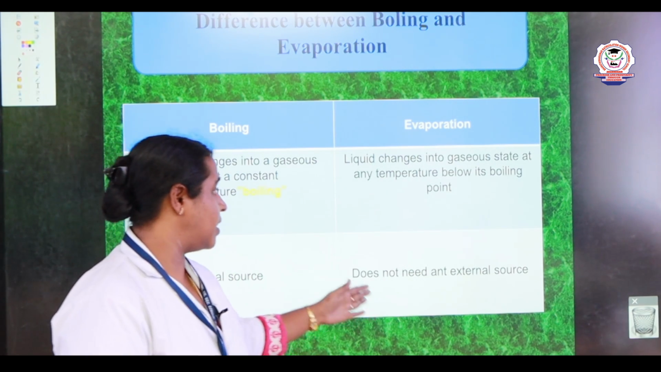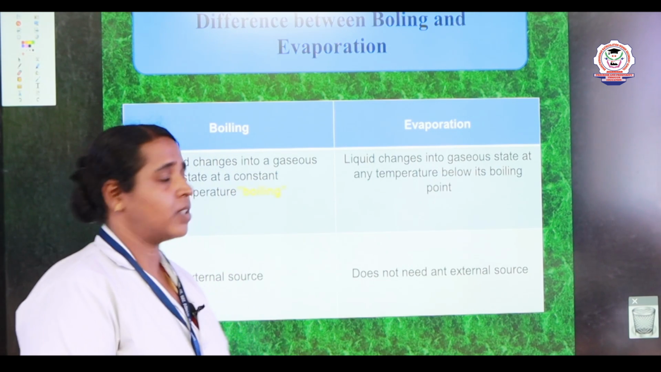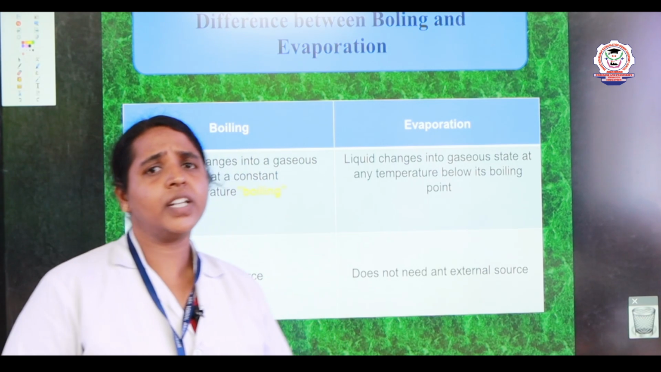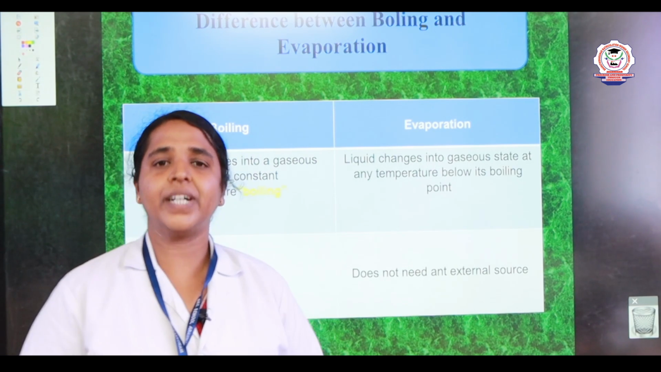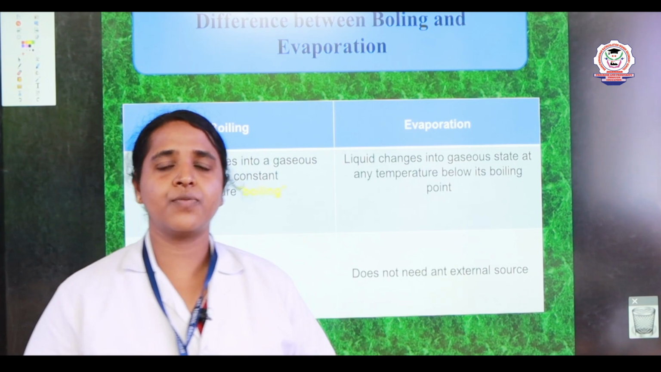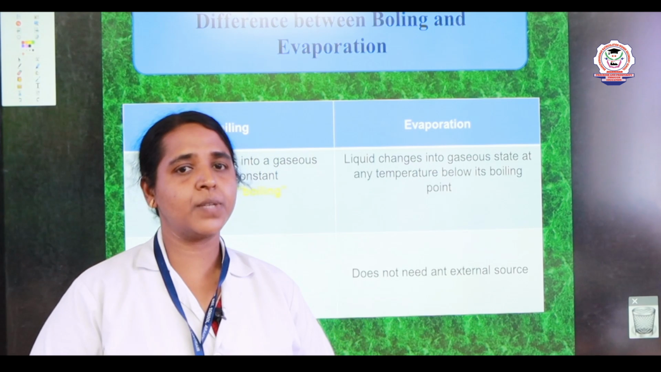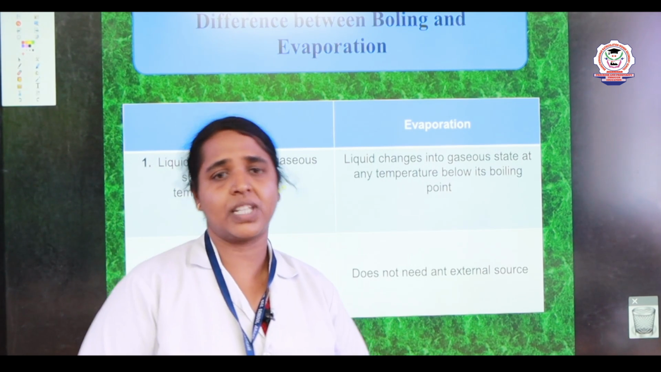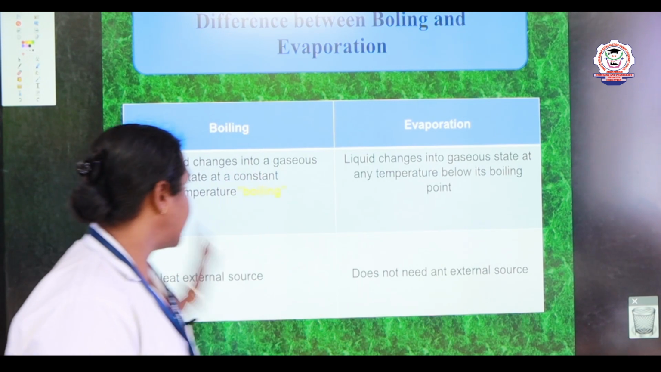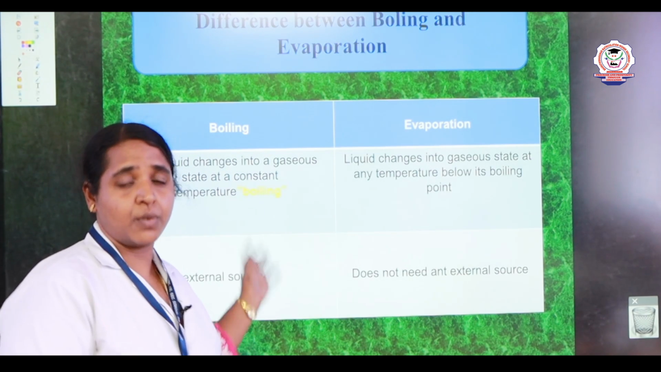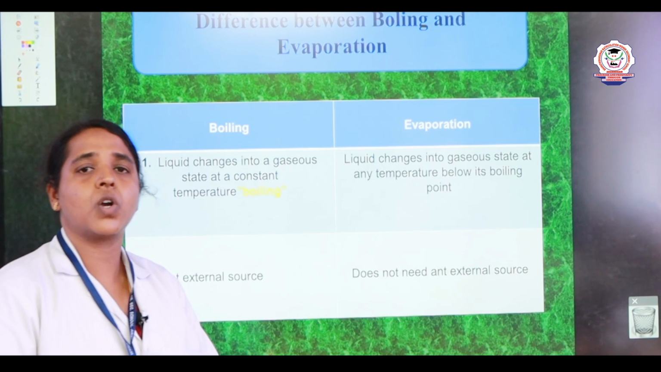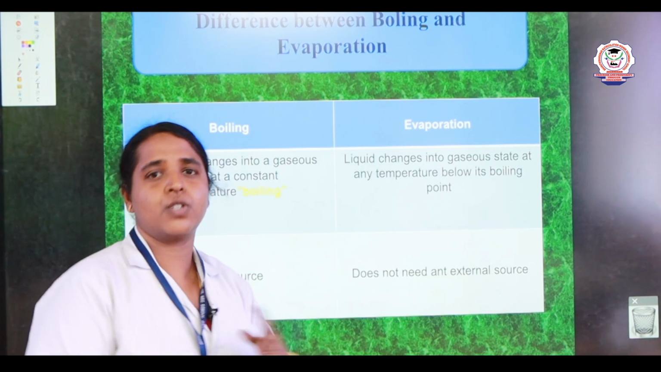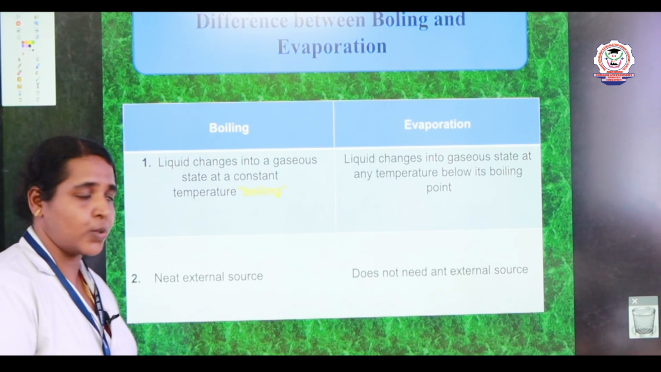Evaporation does not need any external source. For example, one day rain came heavily, but another day the water on the road is fully dried. How is it possible? Sunlight. It's not our source, it's a natural source. But in boiling we need a stove, heater or induction. Comparing to boiling, evaporation has no need of an external source.